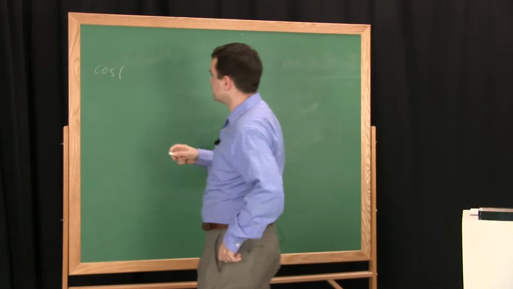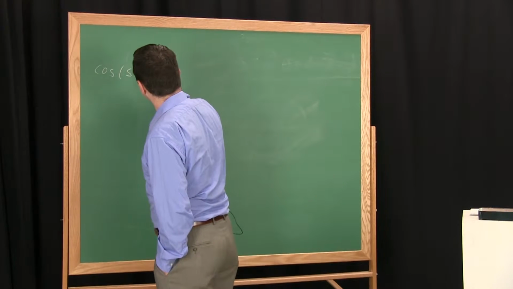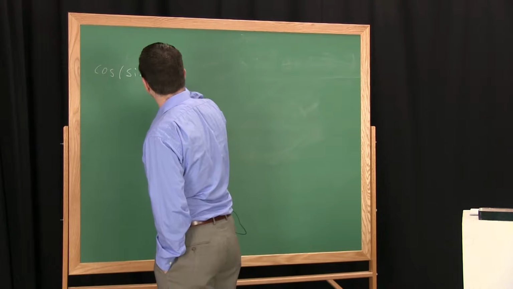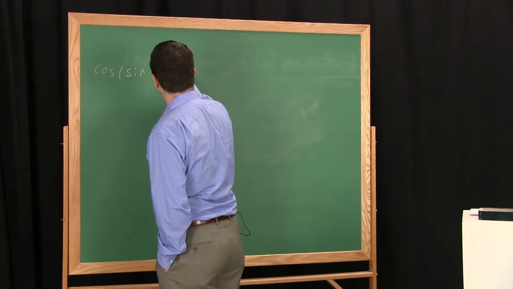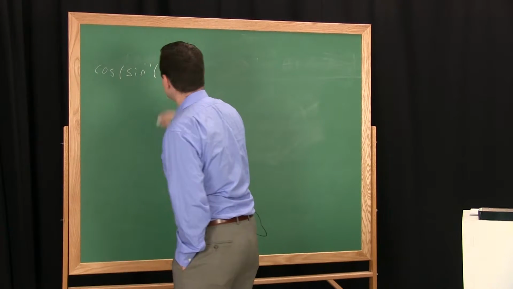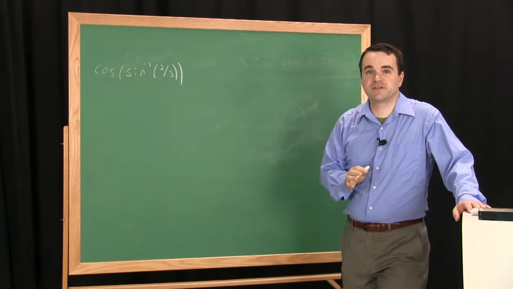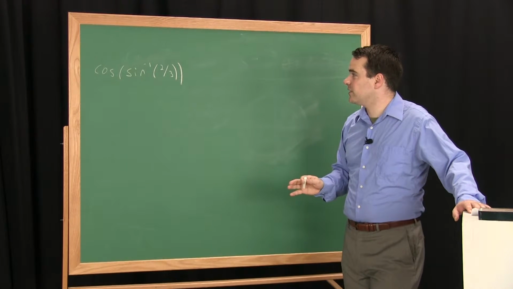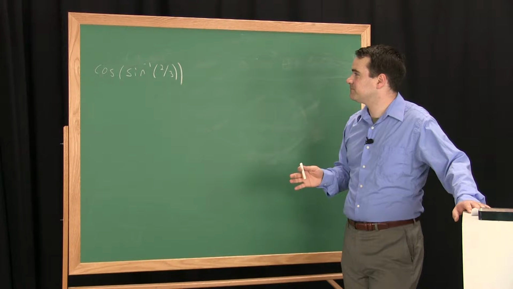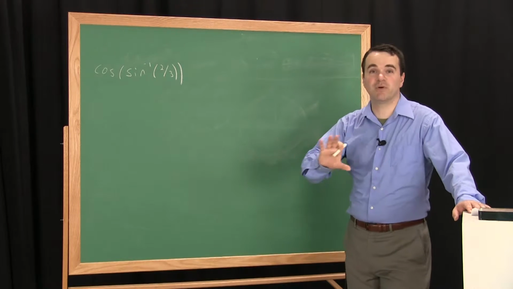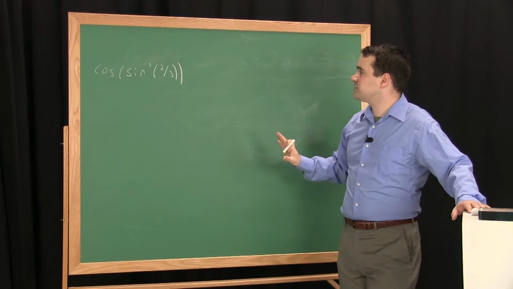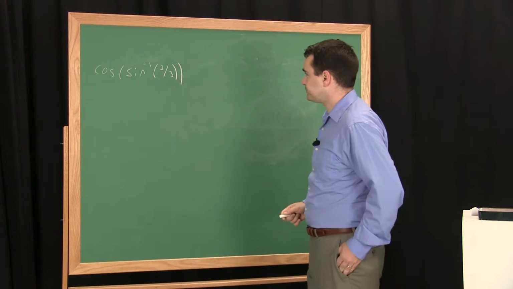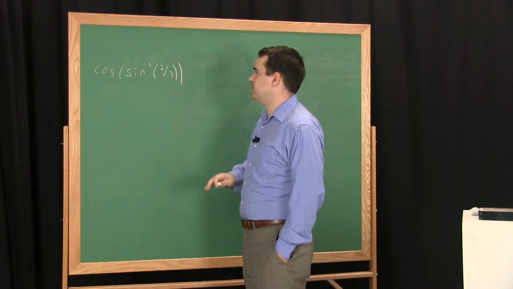Say I want to take the cosine of sine inverse of 2/3. So right now this problem seems like it came out of nowhere. It seems completely silly, but we're actually going to use this, and I want you to be able to know how to do it. And there's a lot to unpack here.